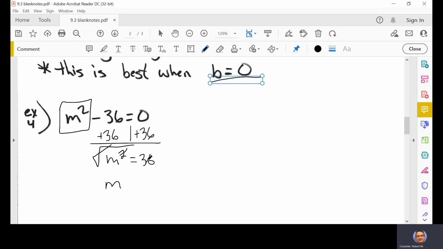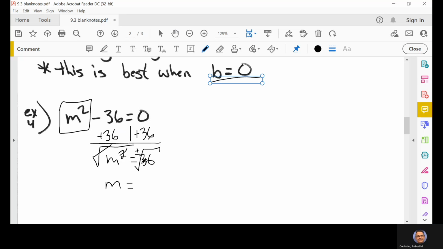When we take the square root of a positive number on the other side, we have to take plus or minus the square root of this side. I'll explain that in a second. So what is the square root of 36? If you use your calculator, great. If not, you should know your perfect squares.